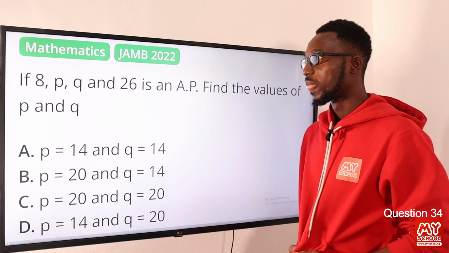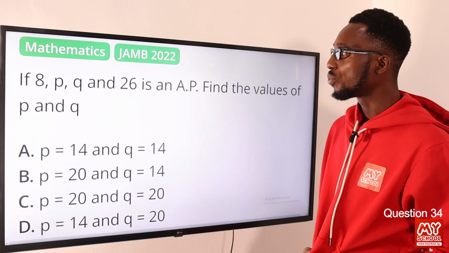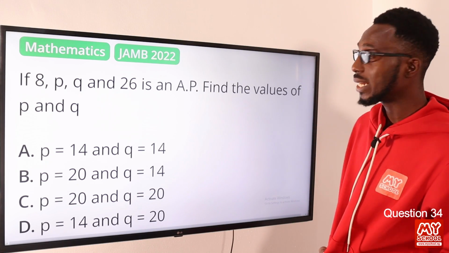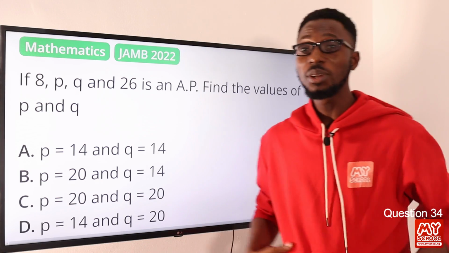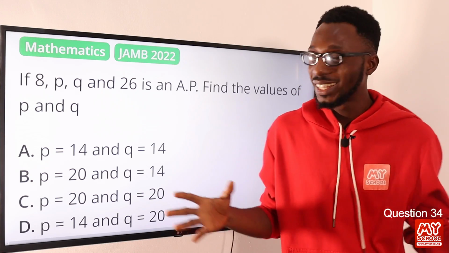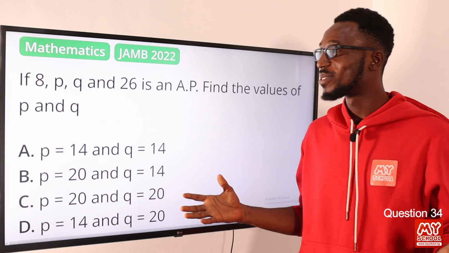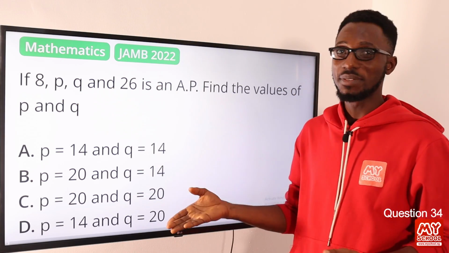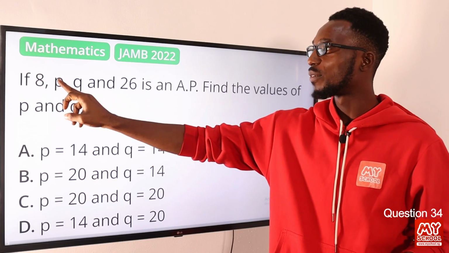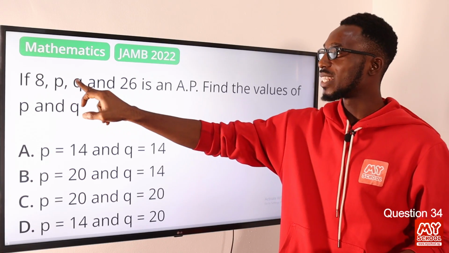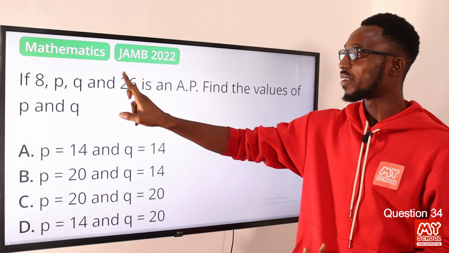Question 34. If 8, P, Q, and 26 is an AP, that is an arithmetic progression, we're asked to find the values of P and Q. You don't need to do a lot of solvings and the like. All you just need to do is study the relationship, the common difference. The common difference here is actually 6. 8 plus 6 will give us 14. 14 plus 6 will give us 20. 20 plus 6 will give us 26.